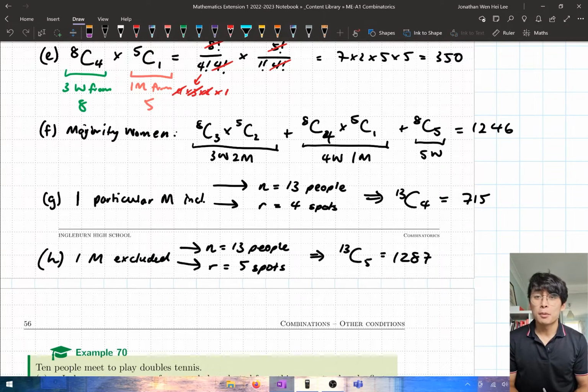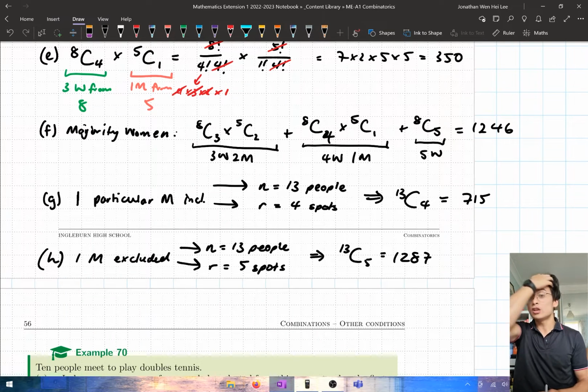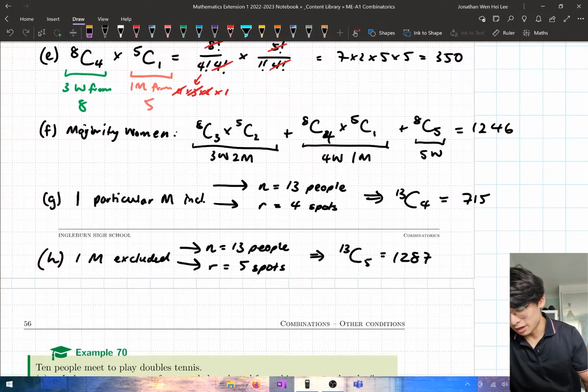But in the following example, where the one man had to be excluded, that only affected N because that meant one less person was to be selected. That didn't affect how many possible spots there were because that man wasn't taking up any of the spots. So that's for this set of examples. If you need to go back and pause at any point, feel free to do so. You can control the video and do whatever you want with it. I'm going to move on to the next example.